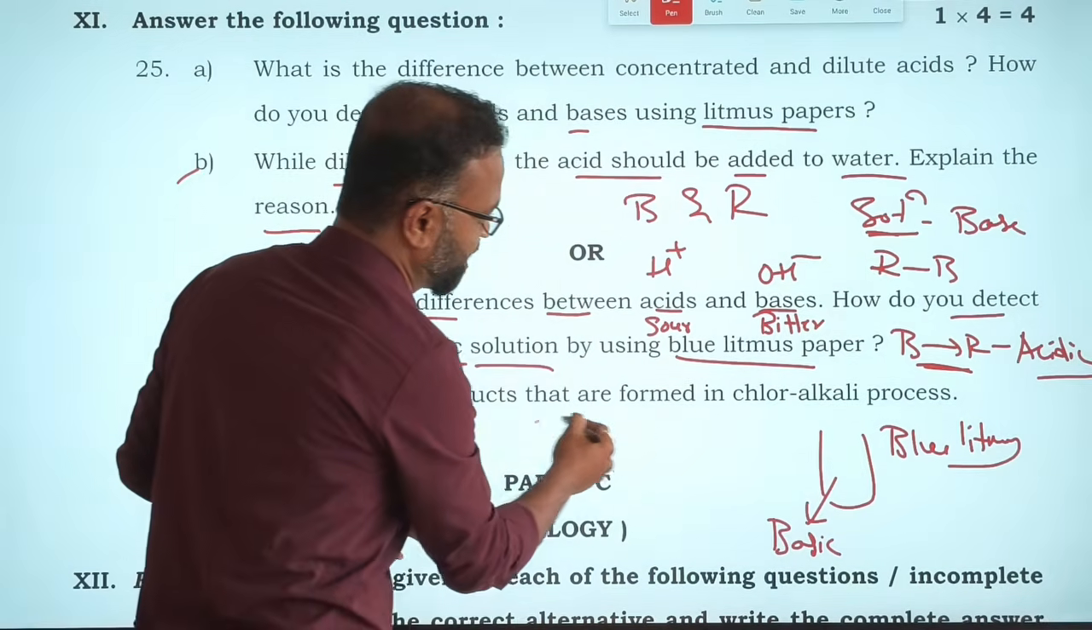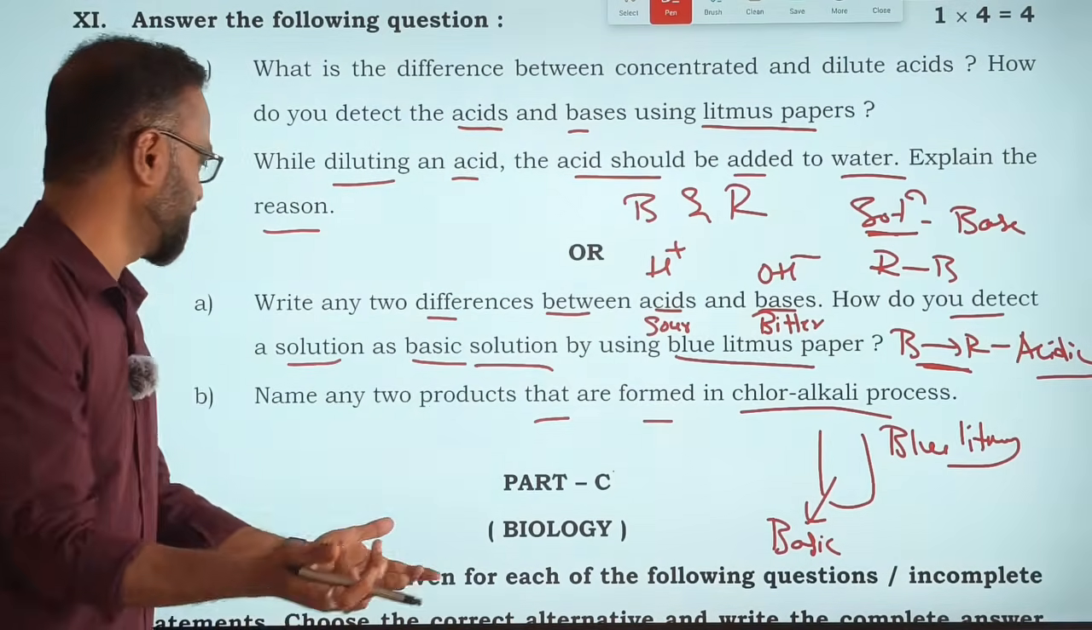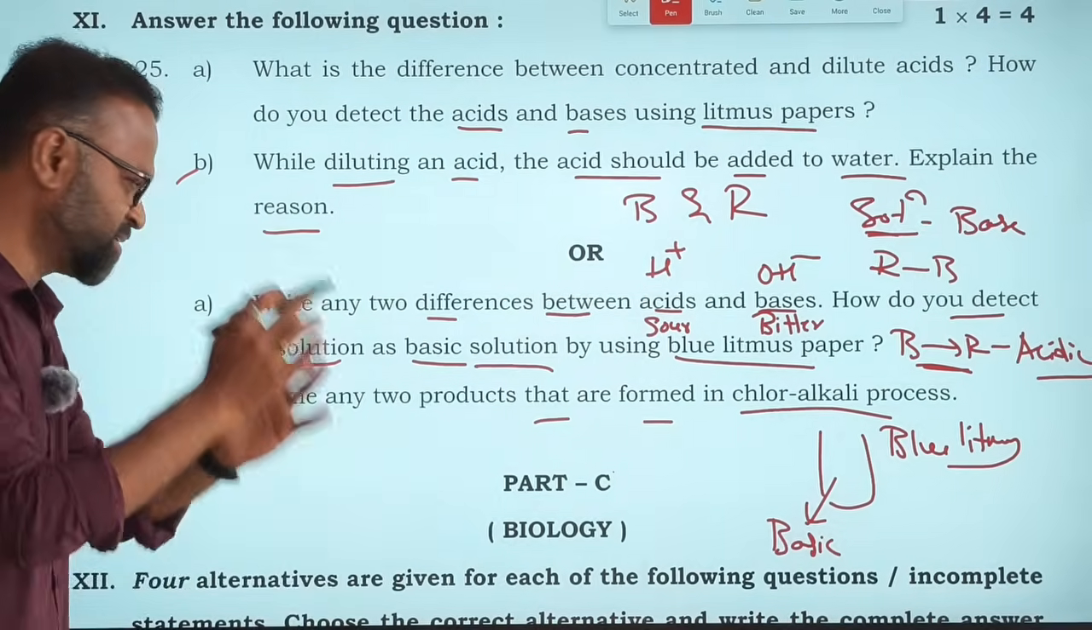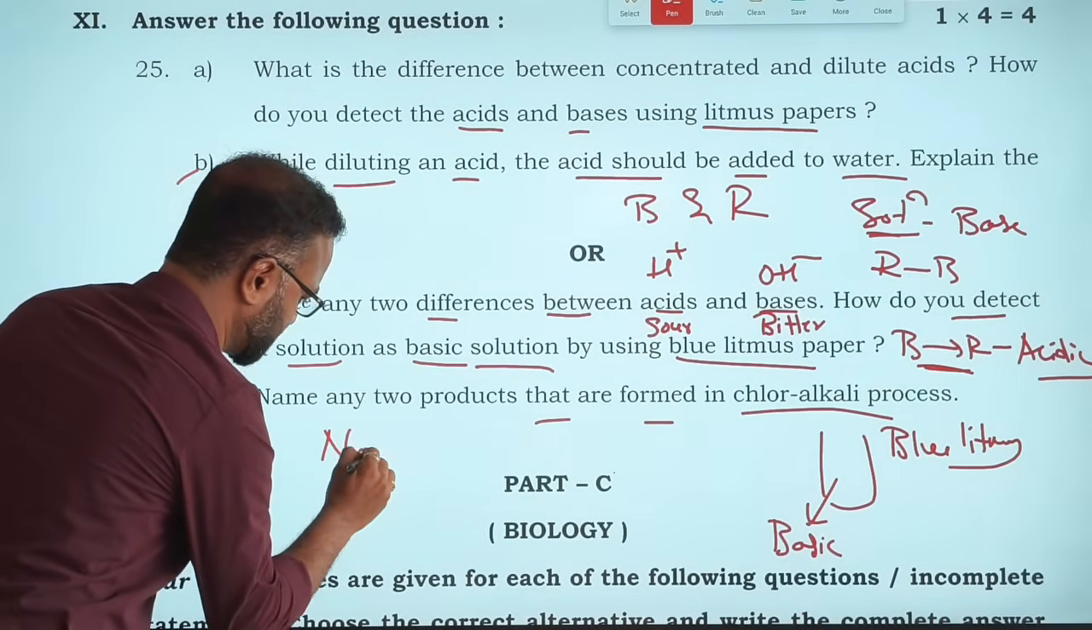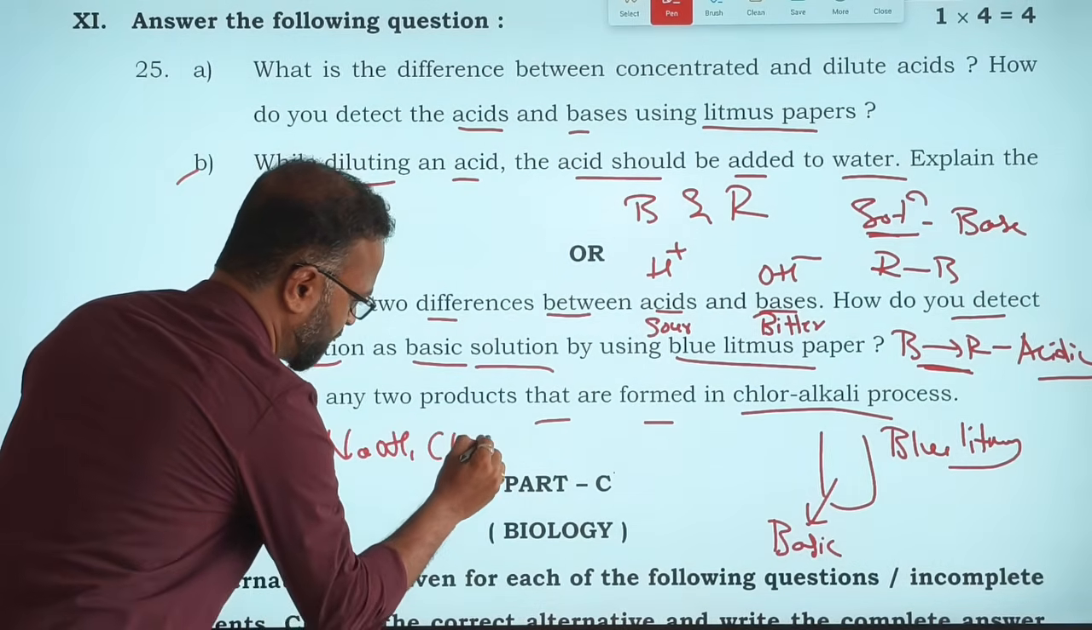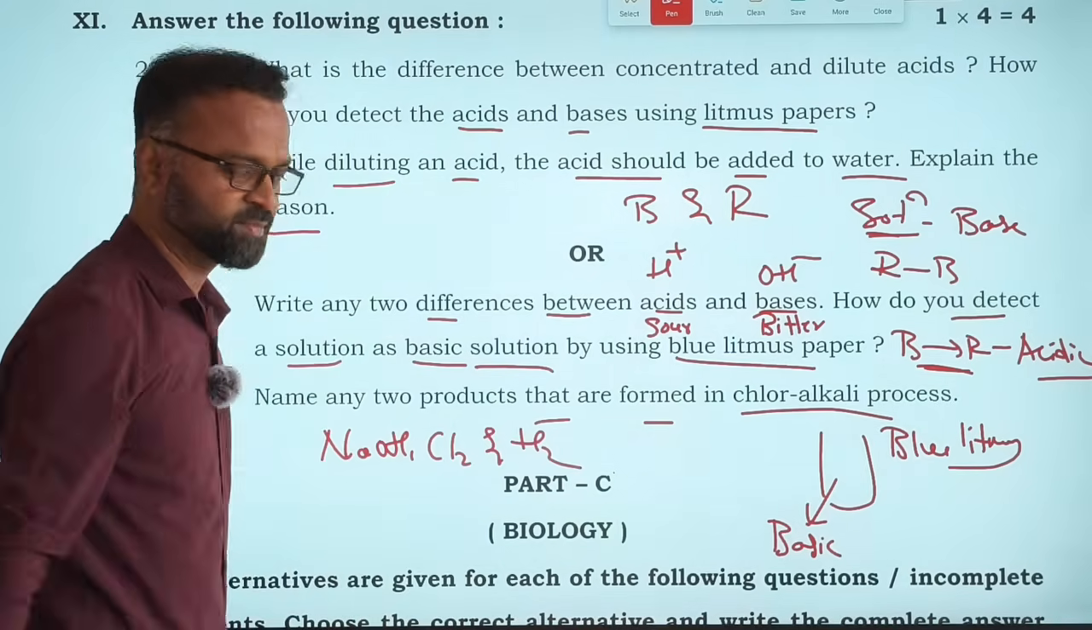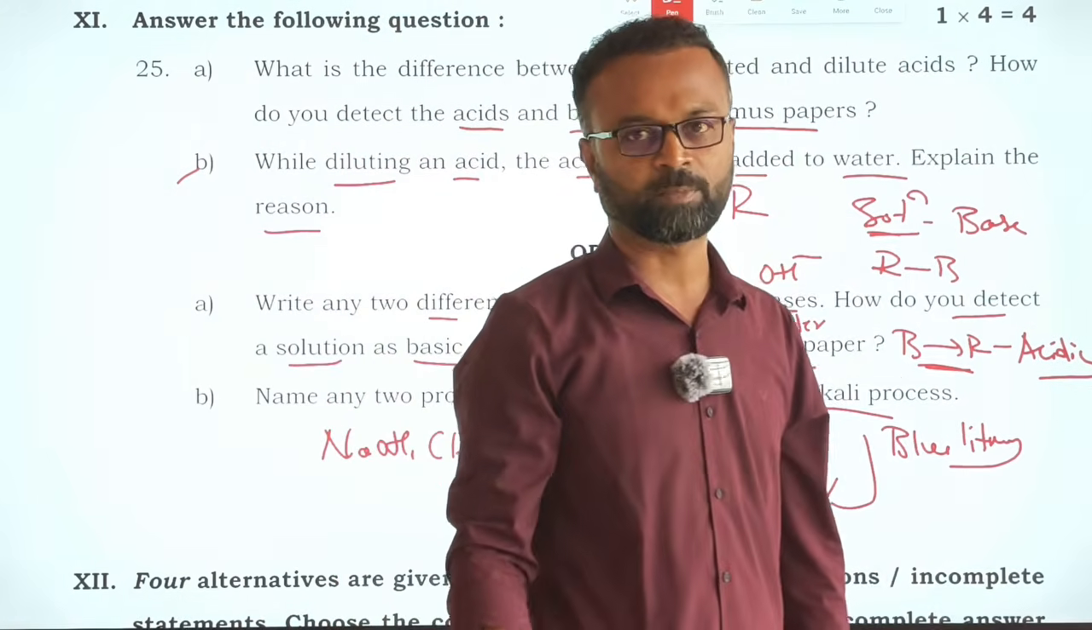Name any two products that are formed in the chlor-alkali process. They didn't ask any uses. They just tell name the products. Just write. So sodium hydroxide is there. We have chlorine and we have hydrogen. So this is all about the chemistry part.